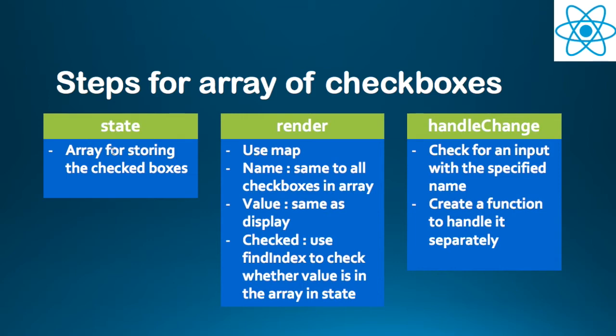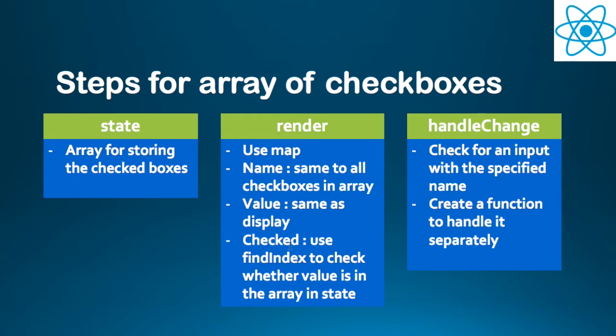So far we have been using strings, and for checkboxes we used a boolean, a string and a boolean, which got converted into a boolean. Here we will use an array because it can have multiple values. The second thing, in the render, we will use map. We will put the same name to all the checkboxes in the array, and the value will be the value we will show in the display. So that's the second thing we will do.